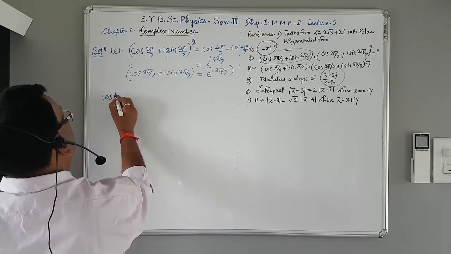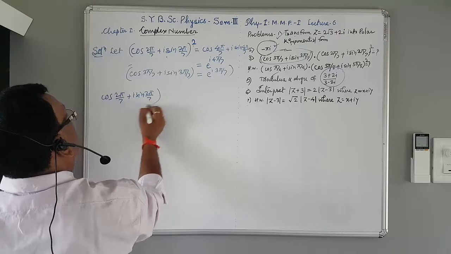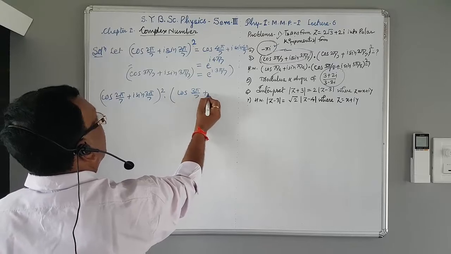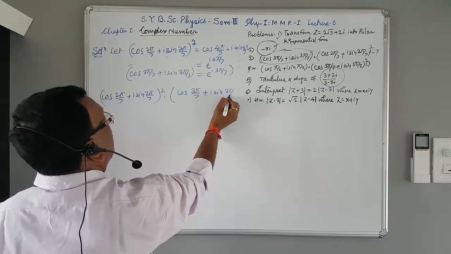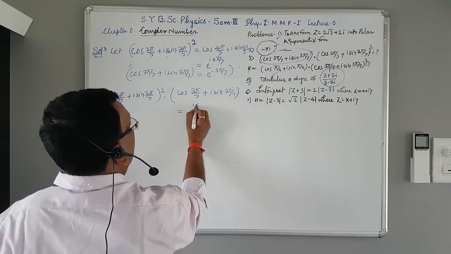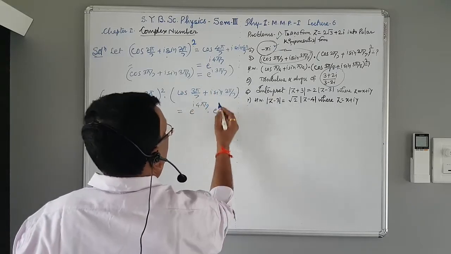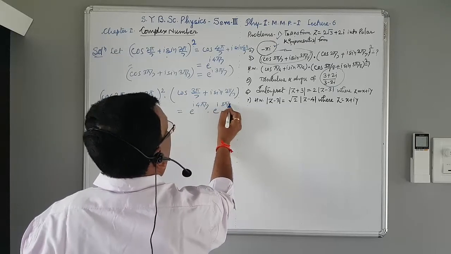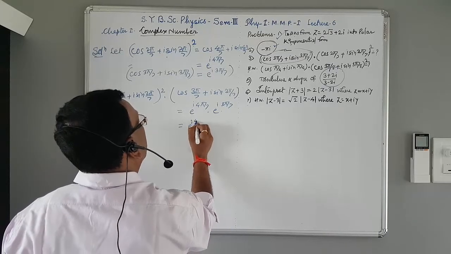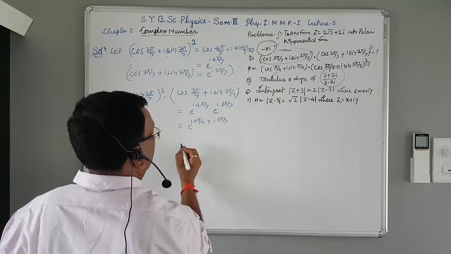We have (cos 2 pi by 7 plus i sin 2 pi by 7) whole square into (cos 3 pi by 7 plus i sin 3 pi by 7). So we get the value of this as e raised to i 4 pi by 7 into the value of this term, e raised to i 3 pi by 7. Solve this term: e raised to i 4 pi by 7 plus i 3 pi by 7.